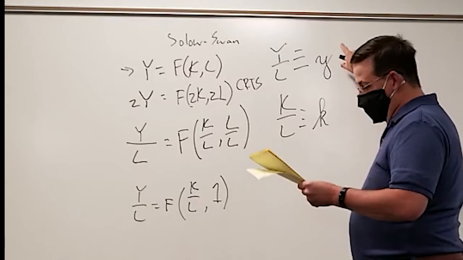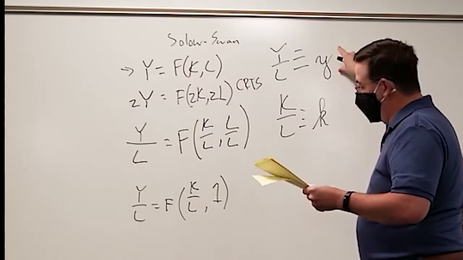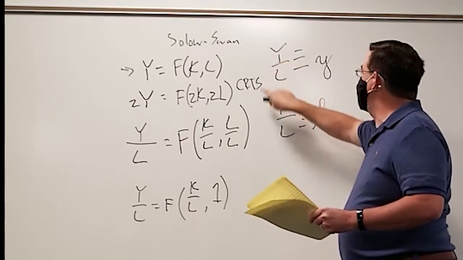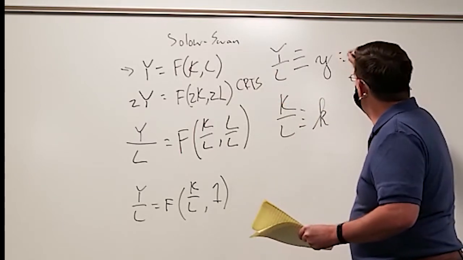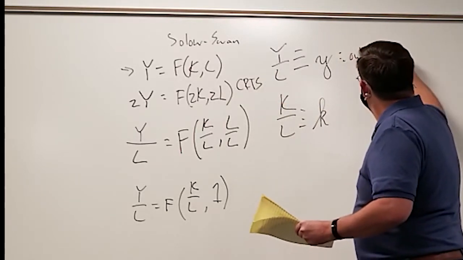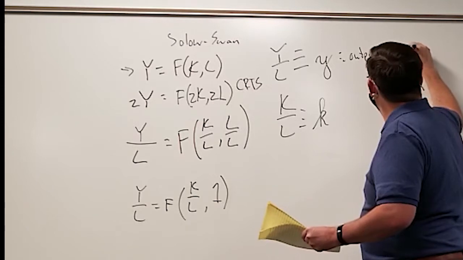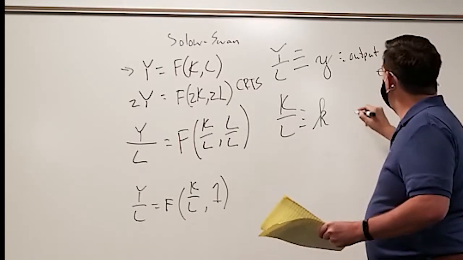And the idea here is that this is the output per worker. This is how much output there is divided by the number of workers. So this is output per worker. And this is capital per worker.